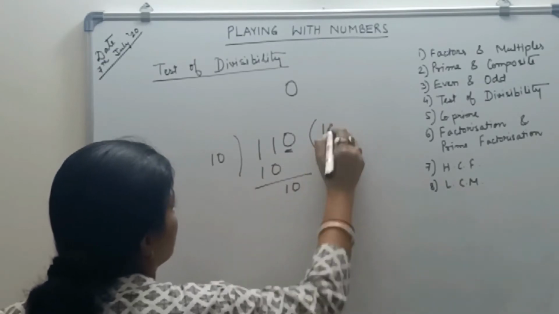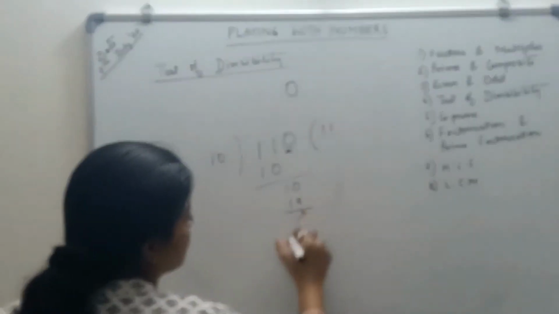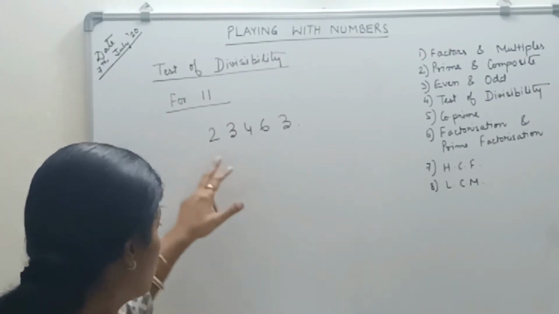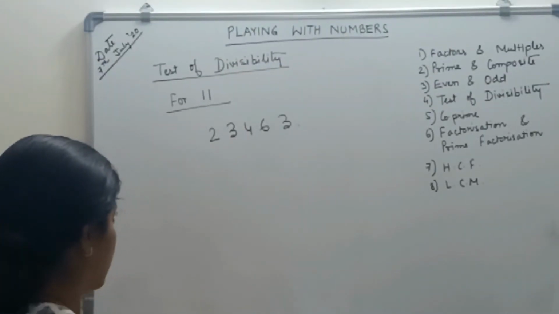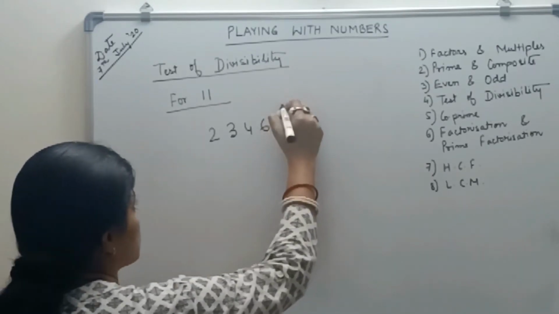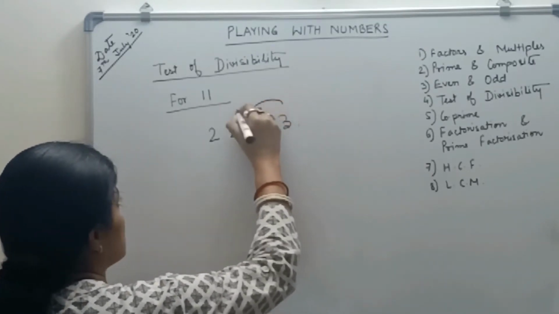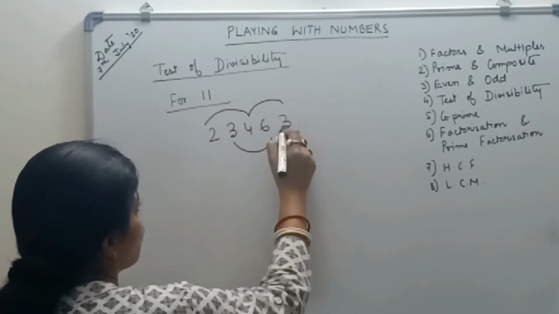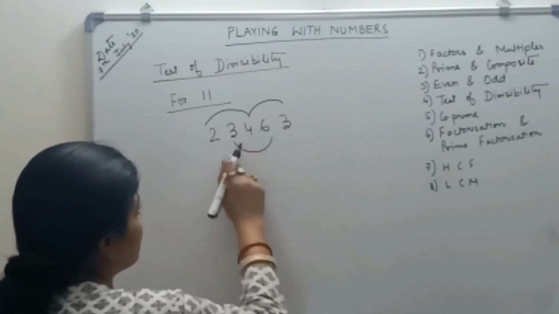Now coming to test of divisibility for 11. What we need to do is take the odd place numbers, meaning here the ones place and so on, and the even place numbers. I have to add all these, the odd place numbers and the even place numbers.